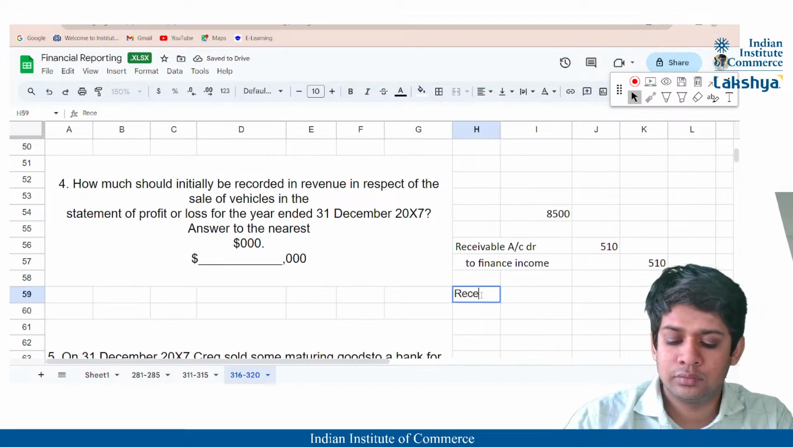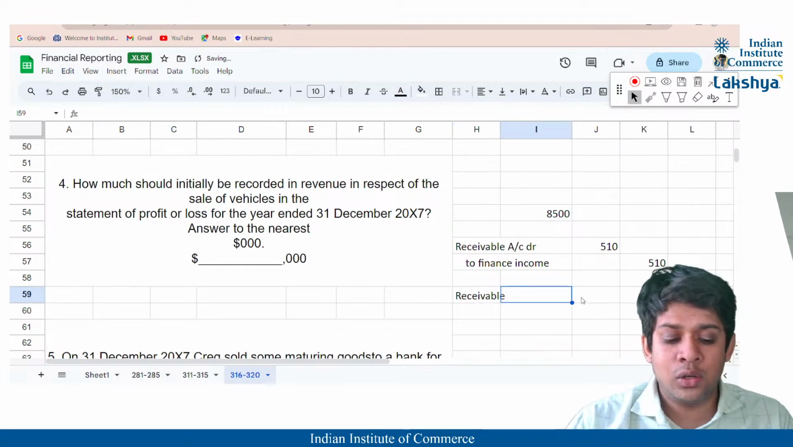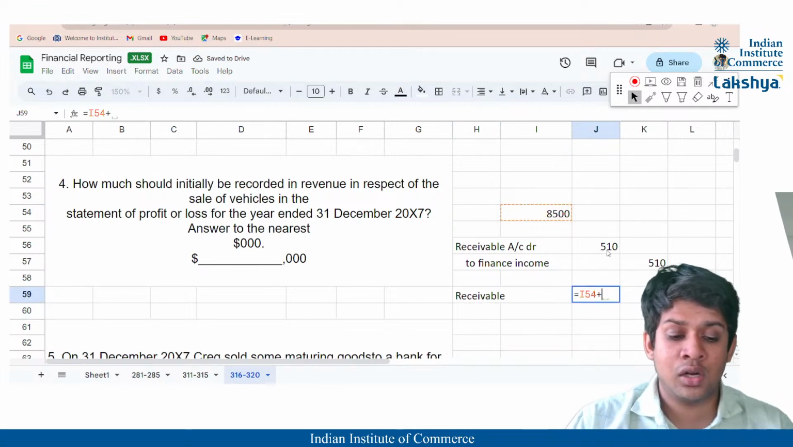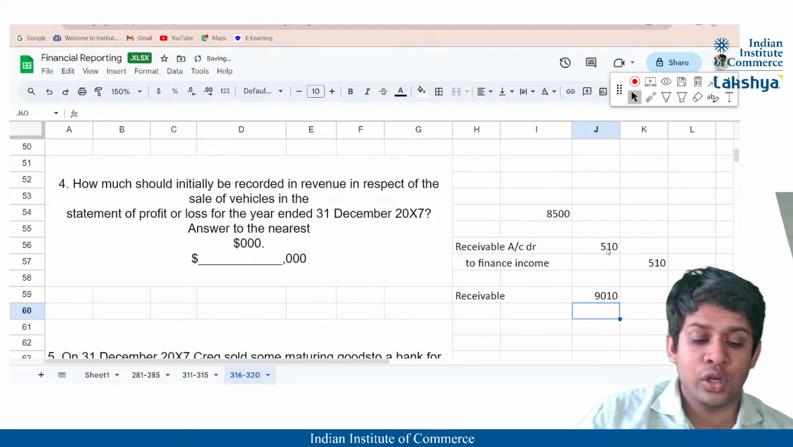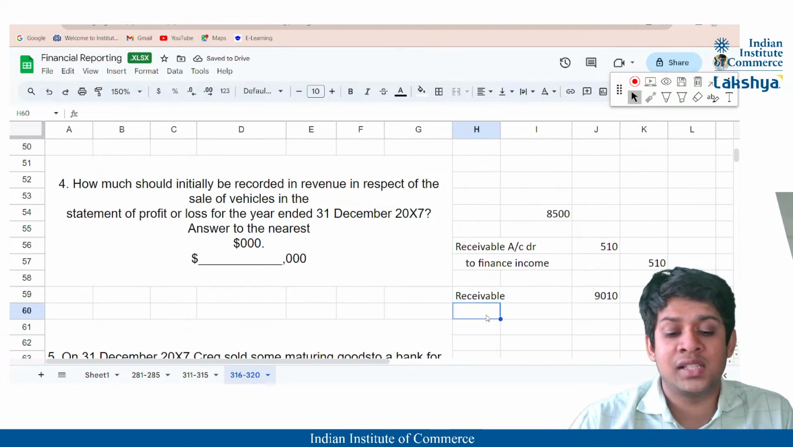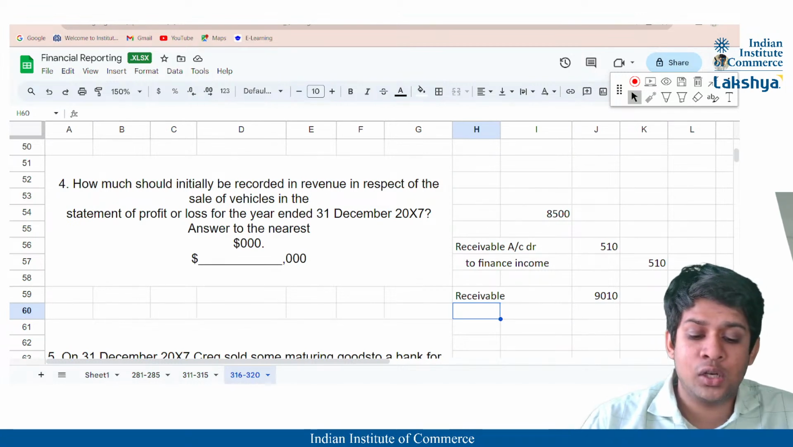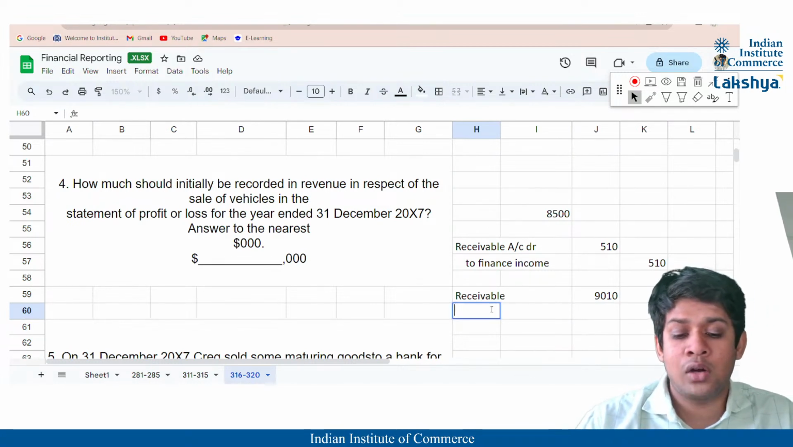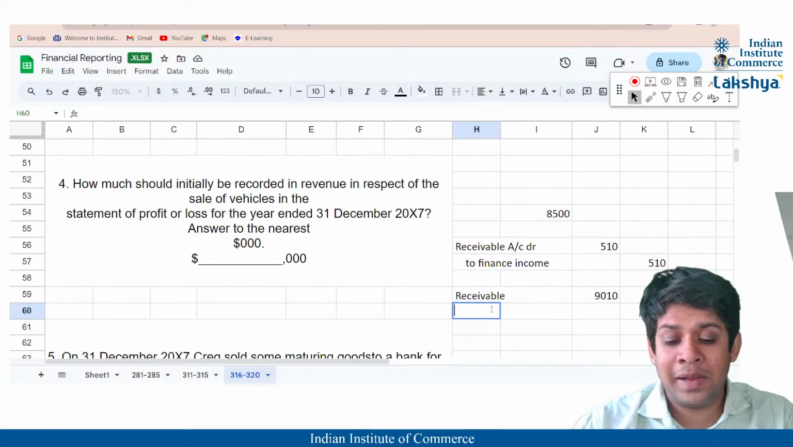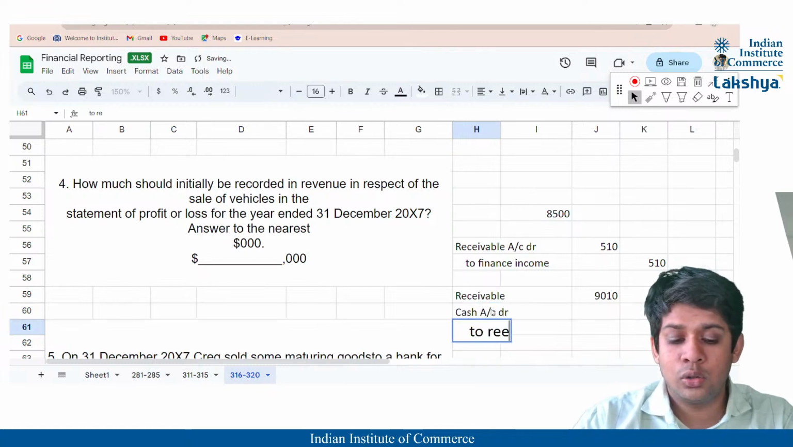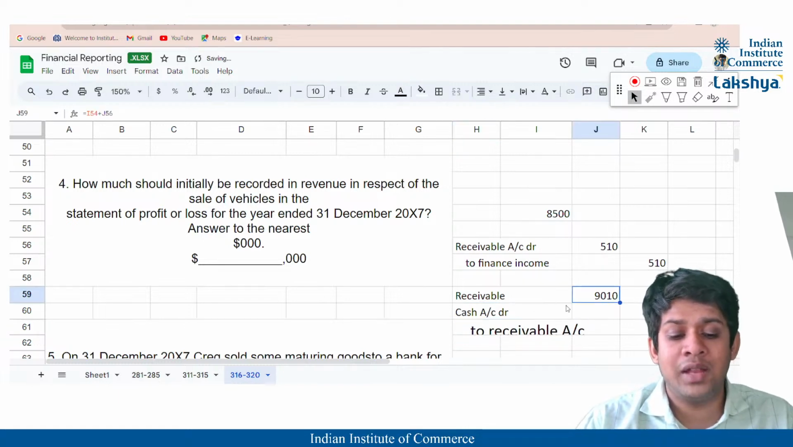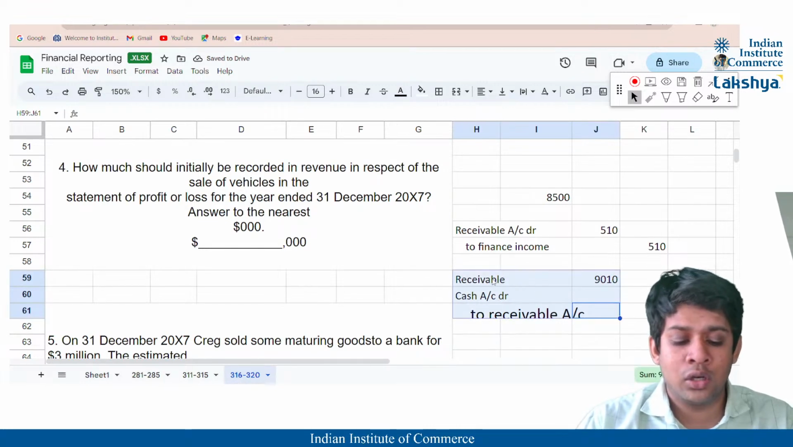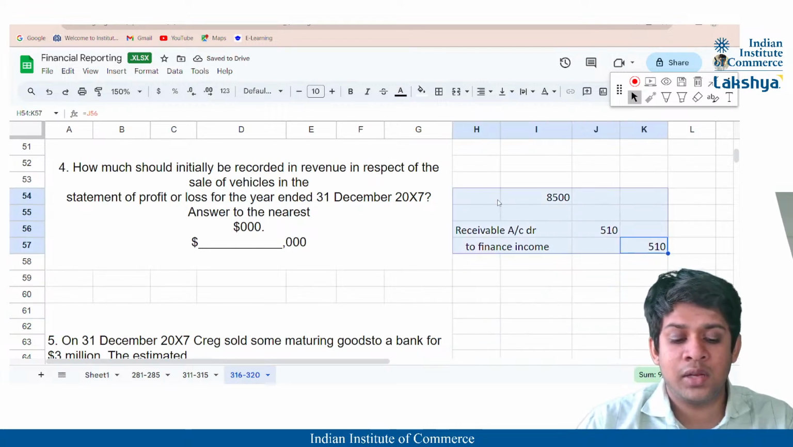So your receivable, initially you recognize your receivable to be 8,500. To this, you've actually increased your receivable by charging the finance income this year. So your total receivable will be 9010 by the second year end. And obviously, once it becomes 9010 by the second year end, guys, when the customer pays you, you are going to simply do cash account debit to receivable account, right? And this 9010 will be eliminated. I hope this part is clear to you all. If in case there are any doubts, you can directly ask me in the comment box.